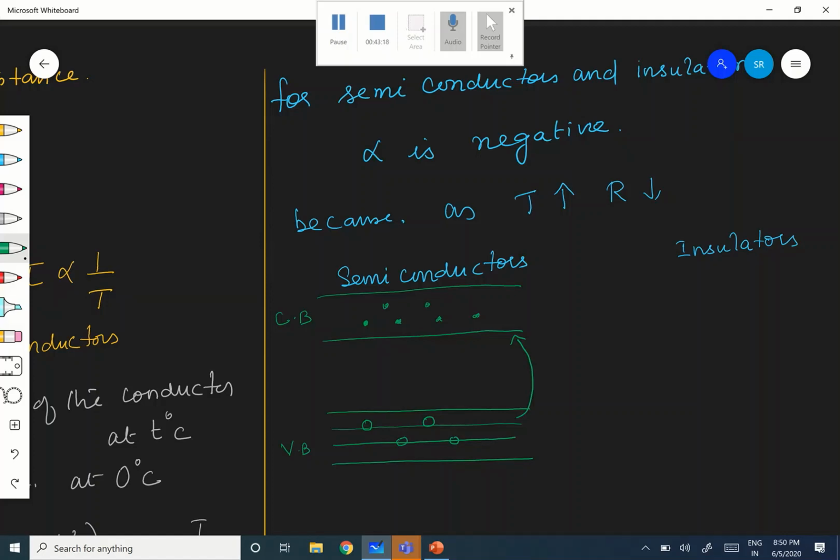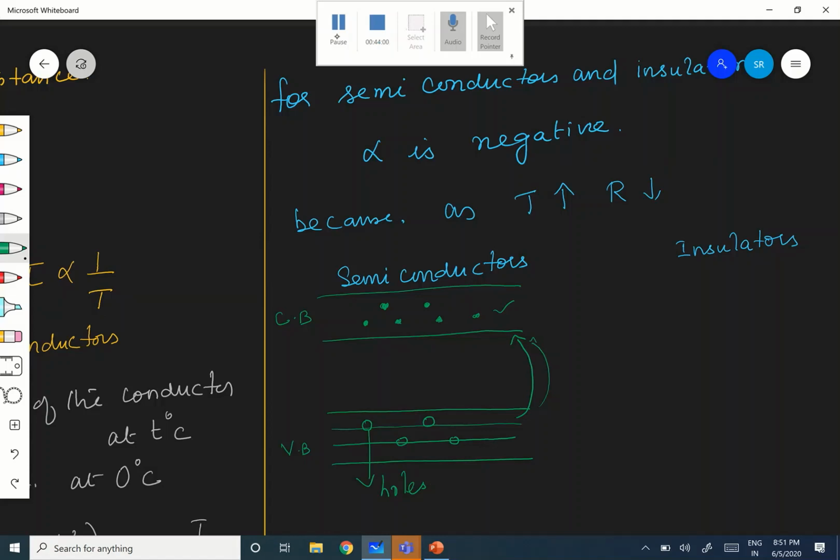Don't bother about that; we will see everything in the later chapters. Now what is required here? The electrons in the conduction band, these dots, are electrons. Once the electrons jump from the valence band to the conduction band, they create what are called holes. A vacancy is created, and the electrons jump to the conduction band. There is a gap between the valence band and the conduction band.